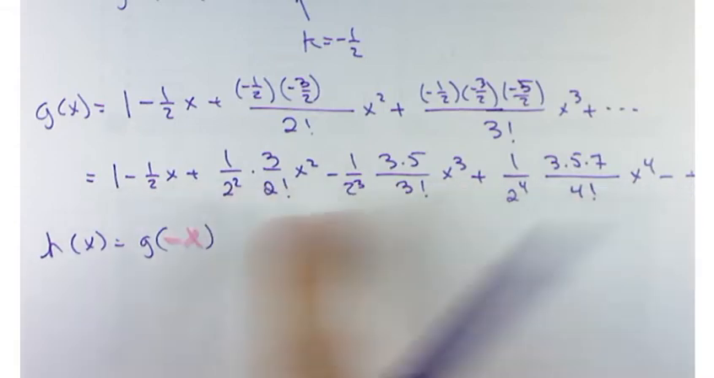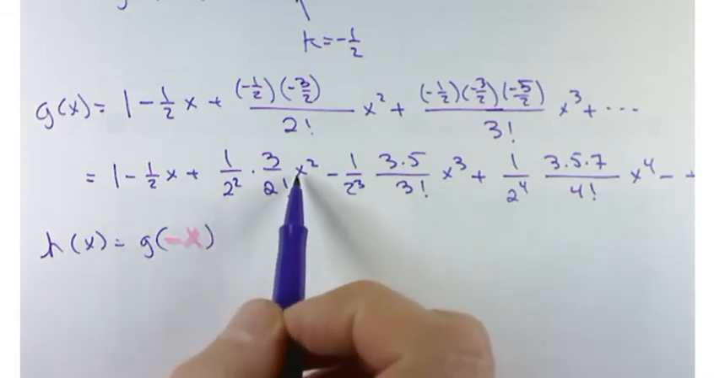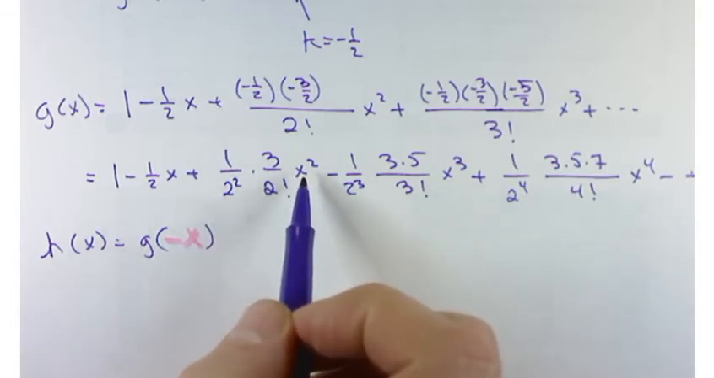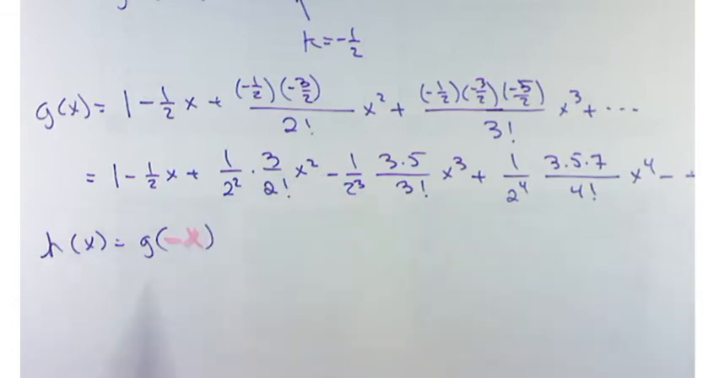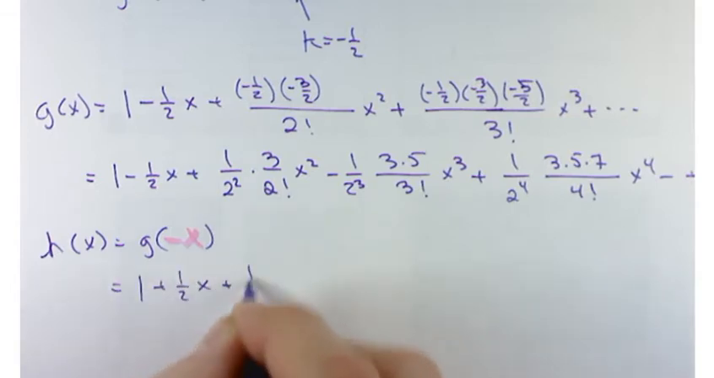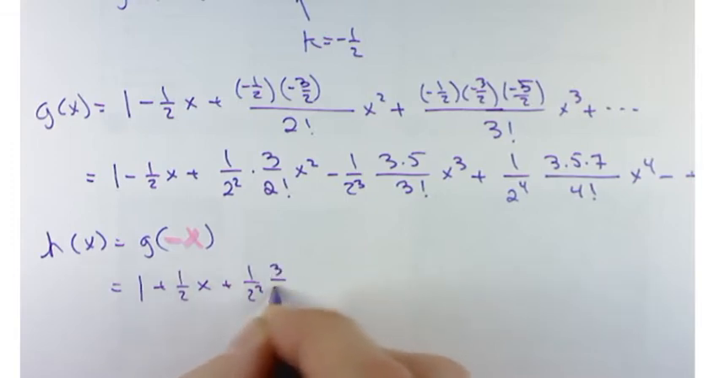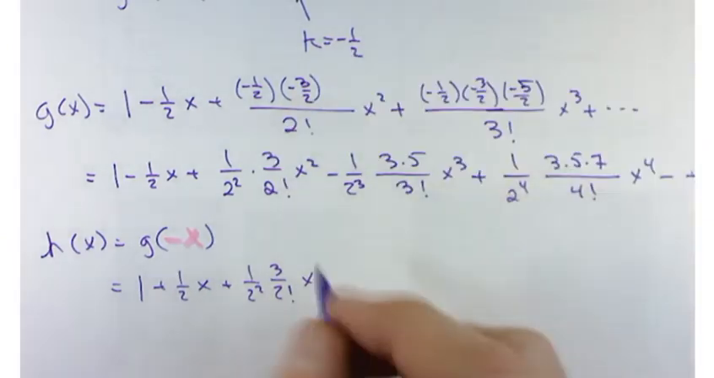What kind of terms are going to be changed by the negative x? Are the even terms going to be changed? If I put in negative x and square it, is that going to change anything? What about the odd terms? So what's going to happen to the odd terms? They're going to turn positive. So that's not too bad. 1 plus 1/2 x plus 1 over 2 squared, 3 over 2 factorial. Basically, I'm going to take all these terms and make them positive.